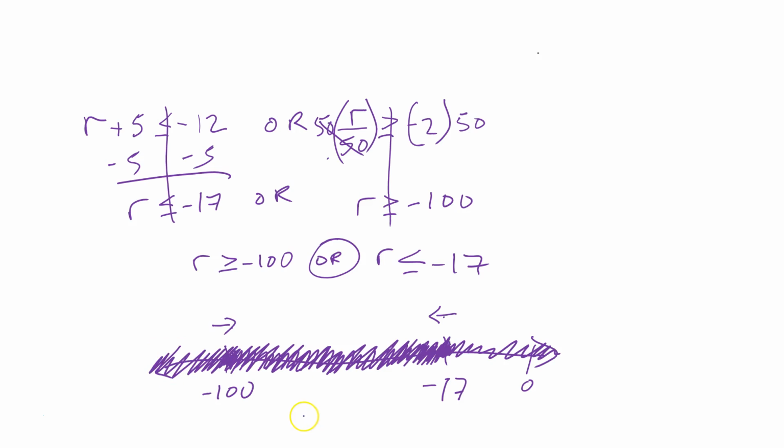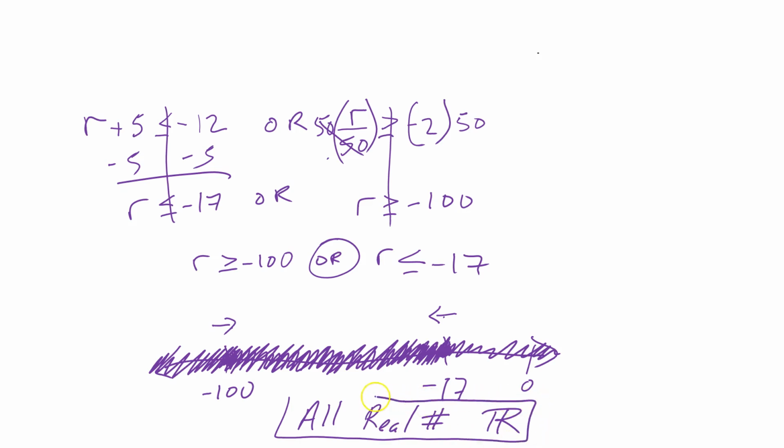Notice in this OR situation, this is all real numbers. Any real number will work for a value of r here. No matter what you put in for r, you're going to get a true statement because everything gets shaded at the end. So that's kind of a special case here if you want to think of a special case.